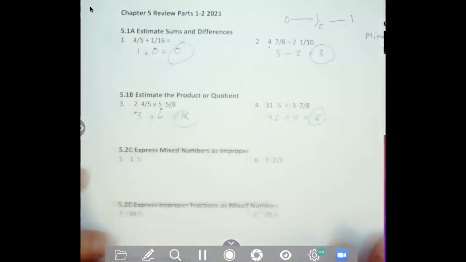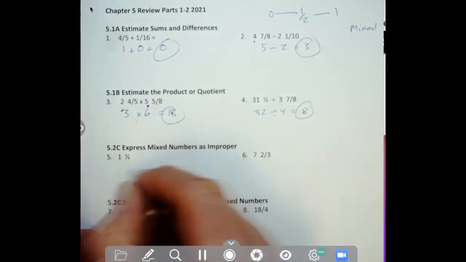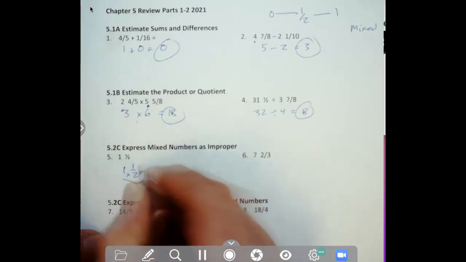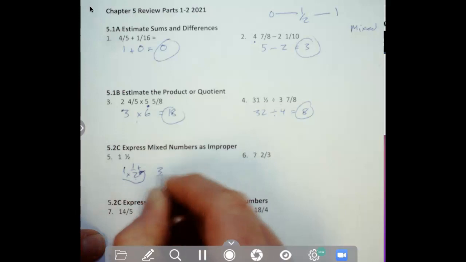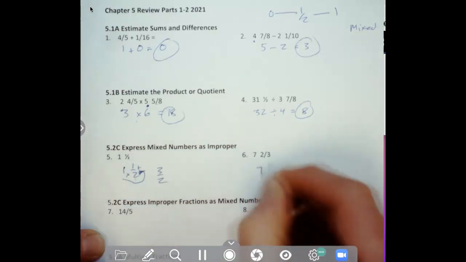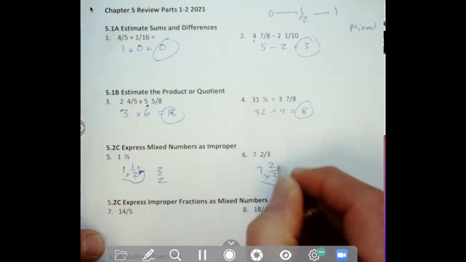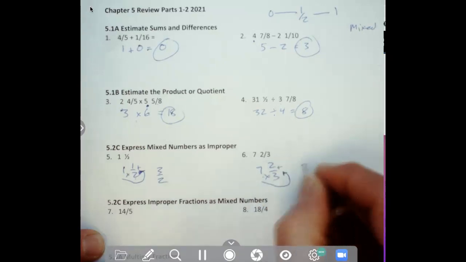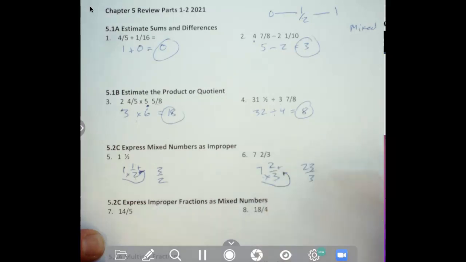Express mixed numbers as improper fractions. Well, 1 1/2. You multiply down. Miss Carlton calls it the hook. You multiply down and you add up. So 1 times 2 is 2, plus 1 is 3/2. 7 2/3. 7 times 3 plus the 2 is 23/3. 7 times 3 is 21, plus 2 is 23.